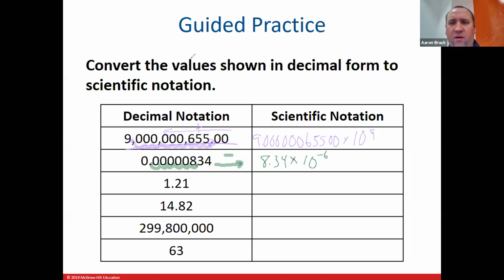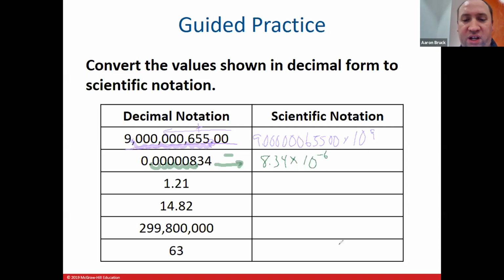Okay, for number 3 here, 1.21. Well, this is kind of a tricky one. In this, we know that the decimal point is supposed to go between the first two significant digits. In this case, it's already there. So we didn't move the decimal place left or right. We didn't move it at all.